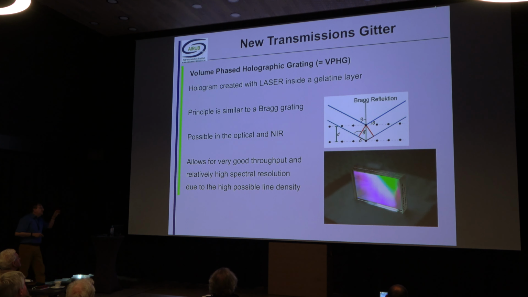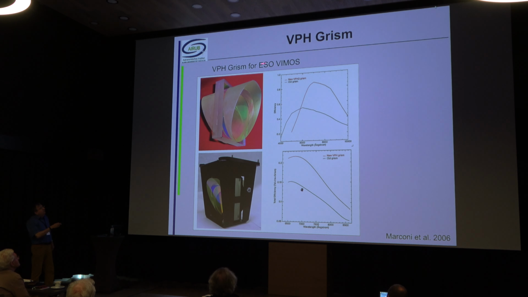And that is how they look. This would be a VPH grating for the ESO VIMOS spectrograph. You see, this is a prism. So you have the prism here and here. And here you have the layer, two glass plates with the gelatin layer in between. This is the dispersing element. And then you get, again, very high efficiency at moderate or higher spectral resolution.